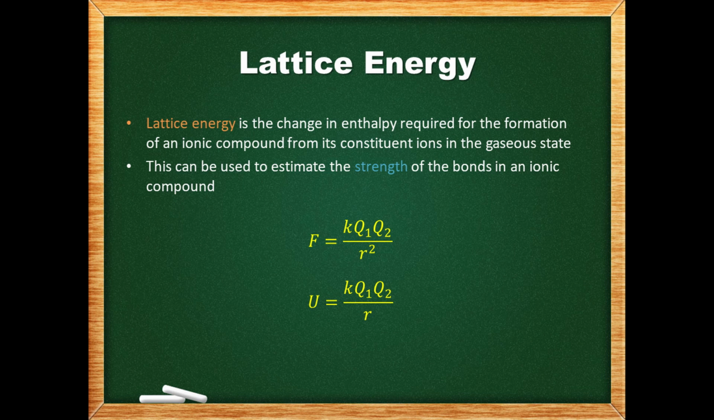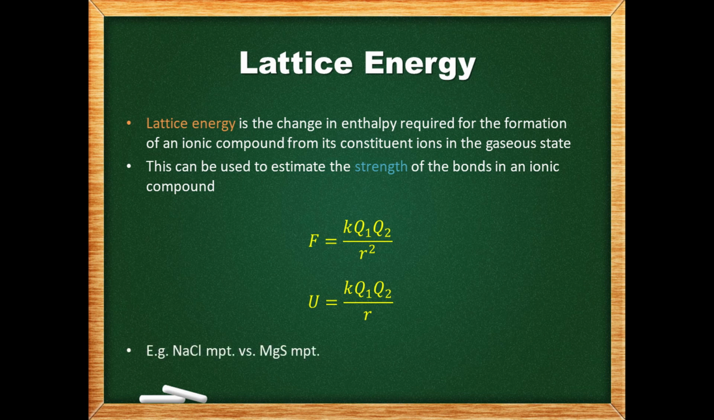For instance, if we increase the charges or decrease the distance between the ions, we see that the magnitude of the force of attraction and the lattice energy will both increase. In other words, the ionic bond would be stronger. If the charges were smaller or the distance was increased, then the ionic bond would be weaker.